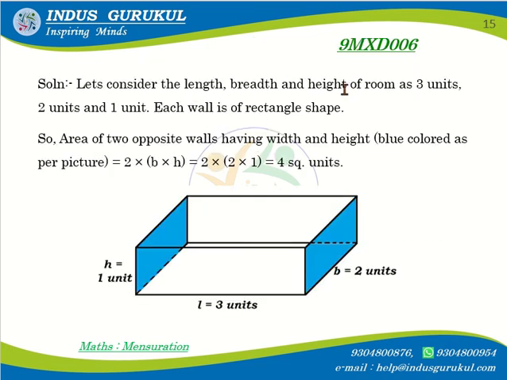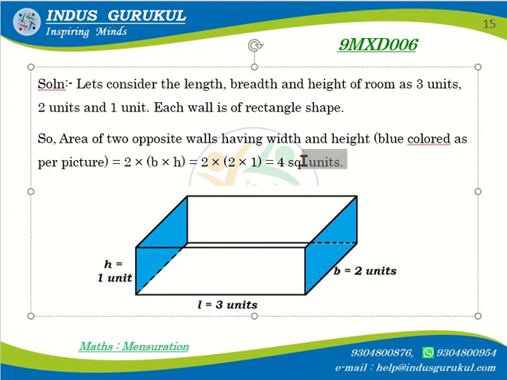Now let's consider the length, breadth and height of the room as 3, 2 and 1 unit, which is very easy to solve. So in this case, for example, 3 units, 2 units and 1 unit. If we have to consider the 4 walls, this will be the surface area of 4 walls, which is simply 4 square units. The blue colored ones in the picture, these 2, and then front and back. So these are 4 walls, 4 square units, part 1.